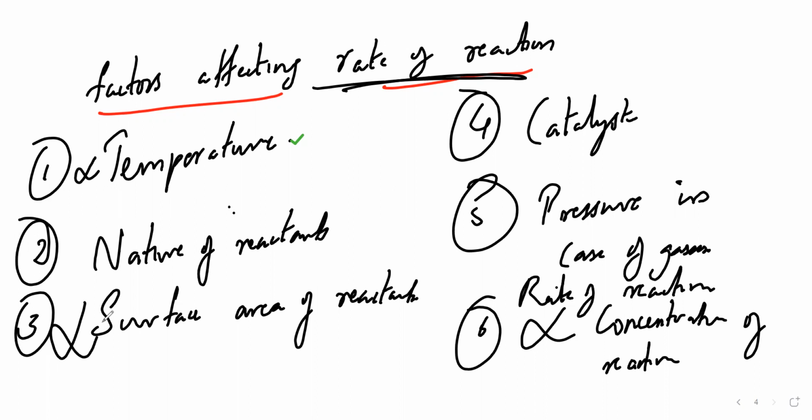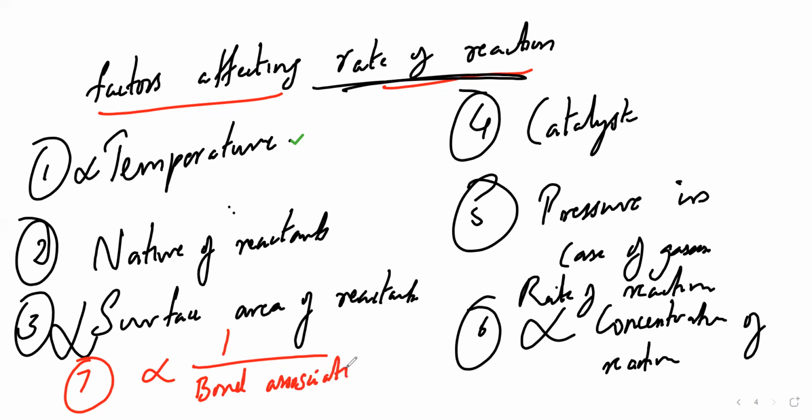And there is one more thing. The six factors I just mentioned now. One more factor is there, where it is inversely proportional. The rate of a reaction is inversely proportional to it. It may not be there in the book. It is inversely proportional to the bond dissociation energy of reactants. This is not available in the book. This one is inversely proportional.